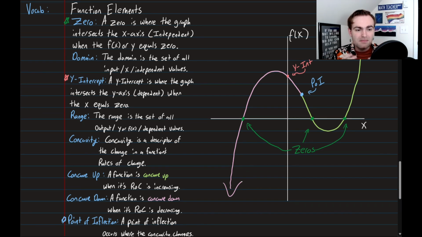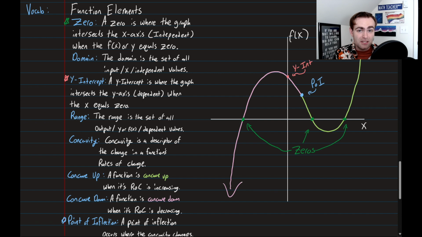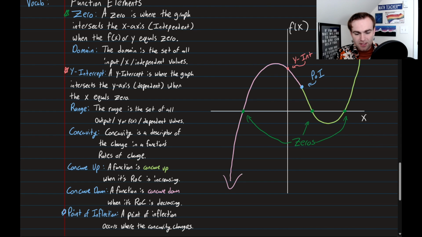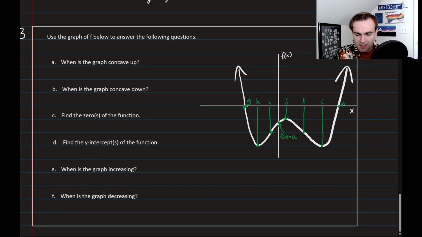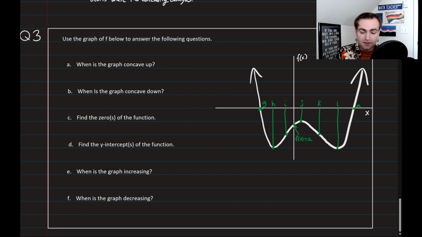And our last major bit of vocab right now is a point of inflection. And a point of inflection is where the concavity changes, where we go from having an up U shape to a down U shape or vice versa. It really doesn't matter. But the moment that rate of change, it's increasing and decreasing, switches, is where we have a point of inflection. So graphically, I tried to label things so you could see it. But yeah, so we're going to apply all of those definitions to this function here. So we're going to use the graph of this f of x function below to answer the following questions.